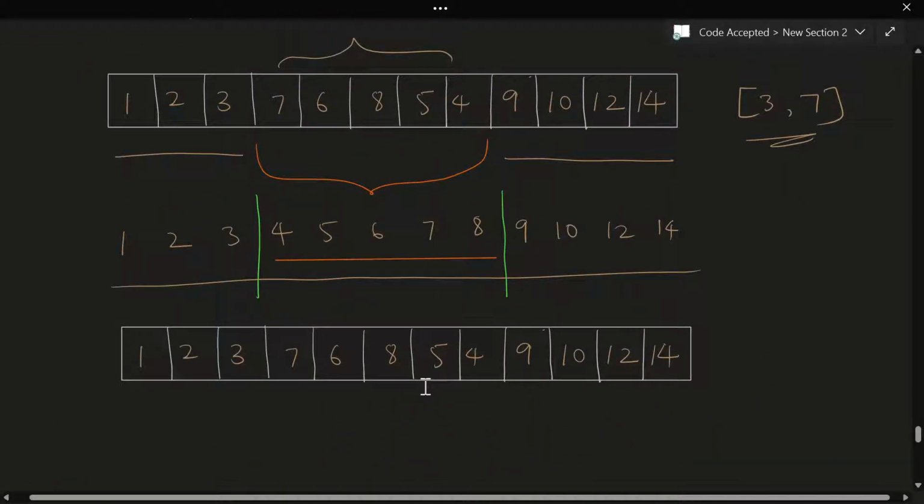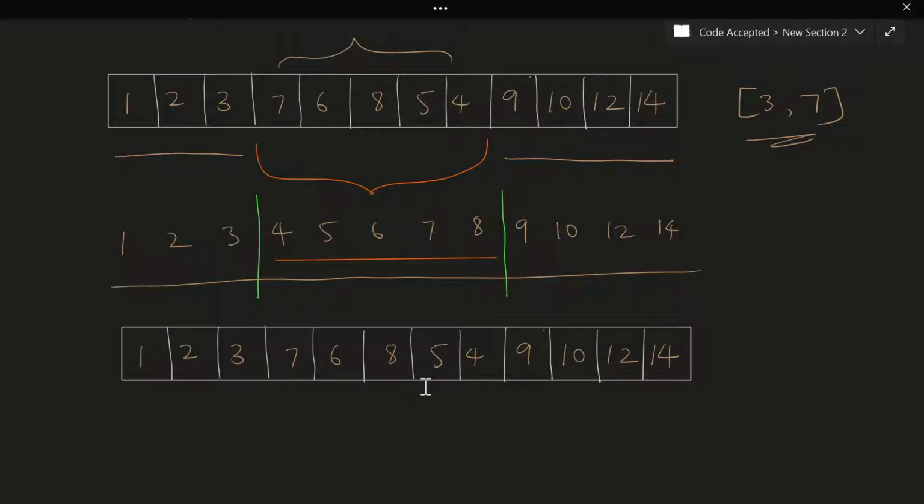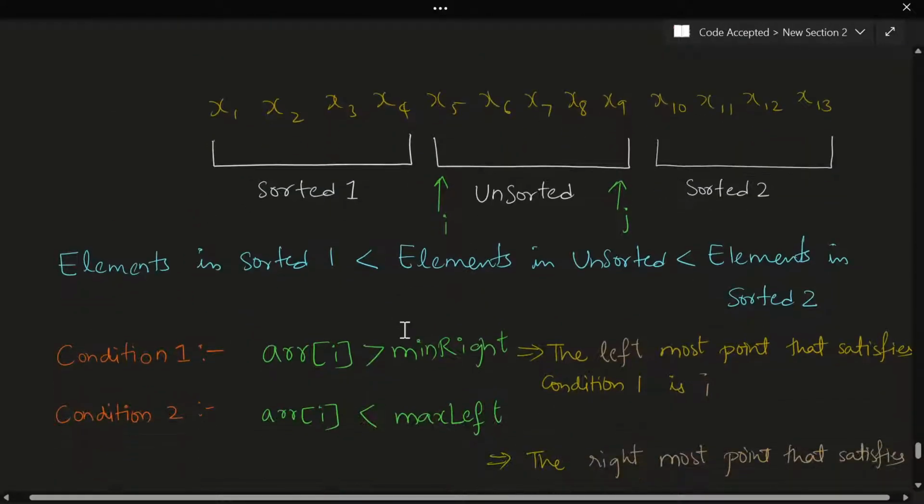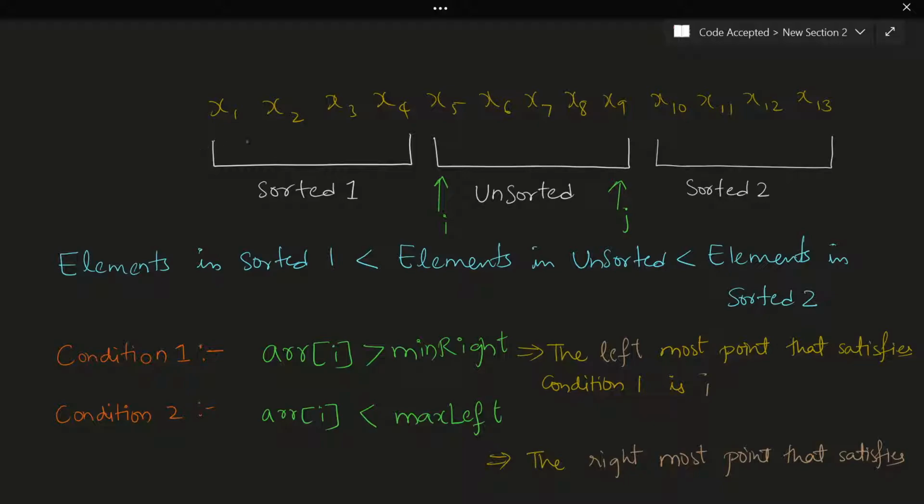How do you solve it? I don't think there is any brute force way to solve this problem. Let's directly jump into the solution. So we are given an array. Let's generalize this problem. Let's assume that the first part is sorted and the last part is also sorted, and the middle one is unsorted.